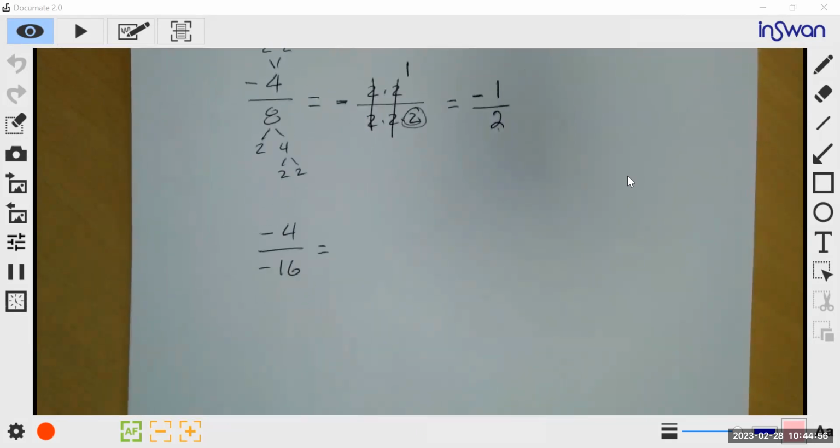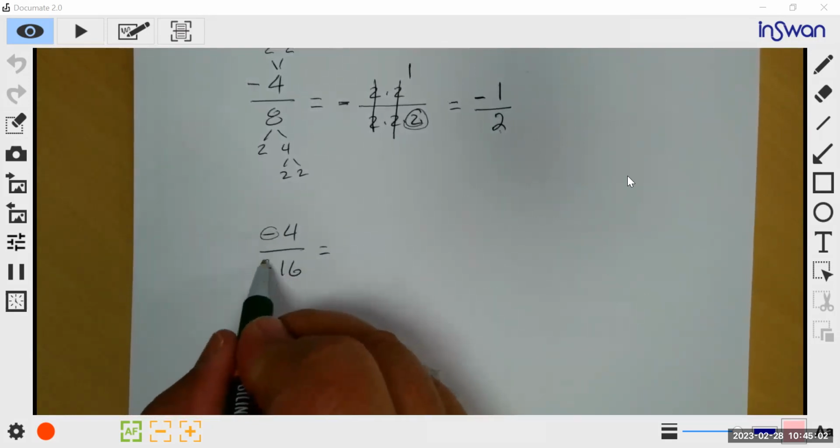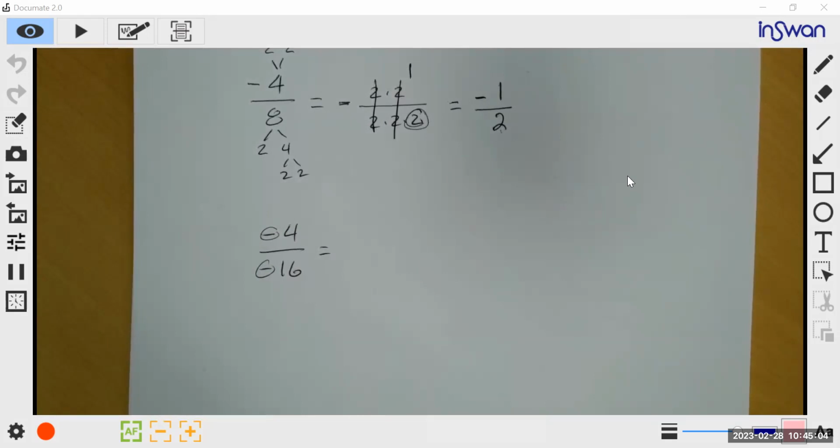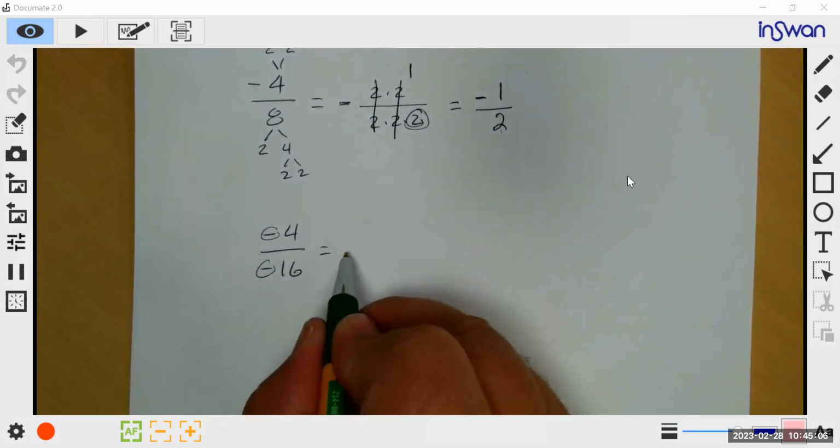Is the answer going to be positive or negative? Positive, because we have 2 negative signs. So the answer is going to be positive.